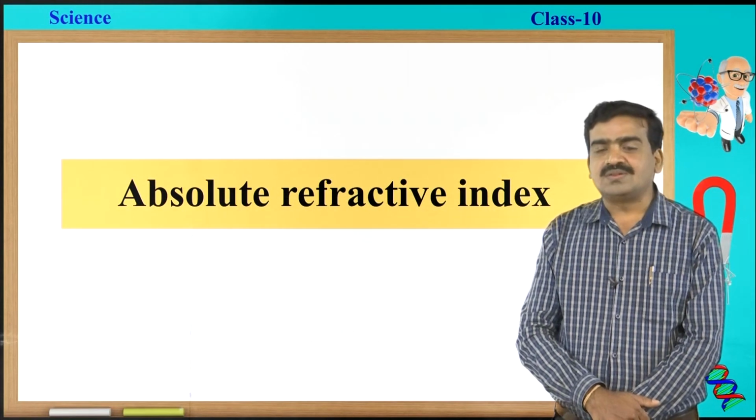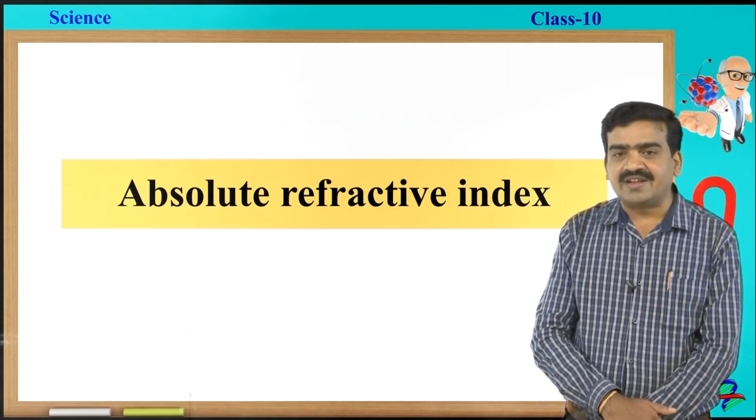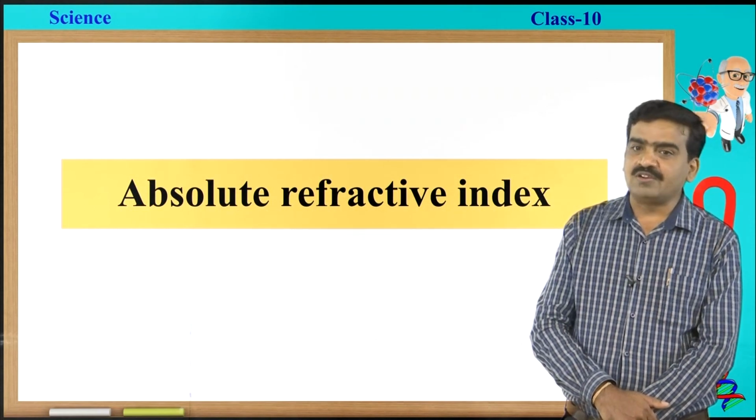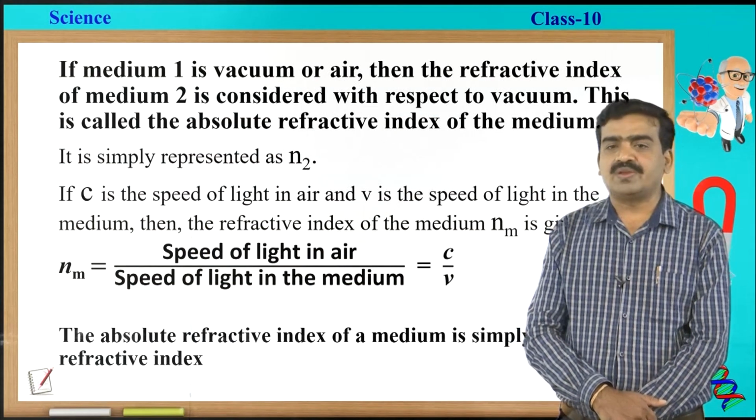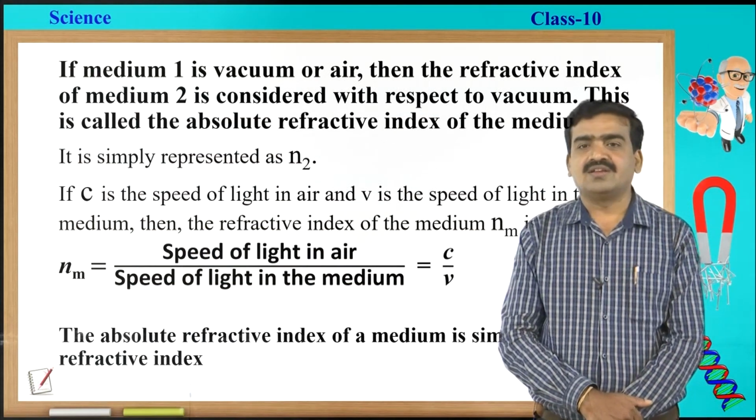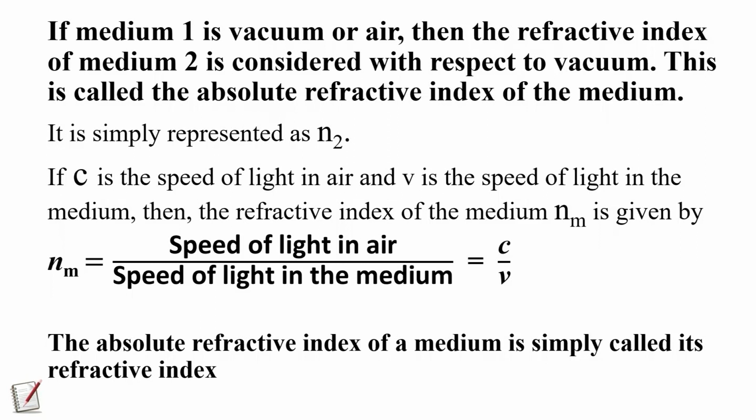You also should know about absolute refractive index. The absolute refractive index is also called refractive index, which is measured by taking one of the media as a standard one. Here, if medium 1 is vacuum or air, then the refractive index of medium 2 is considered with respect to vacuum. This is called the absolute refractive index of the medium. It is simply represented as n2.